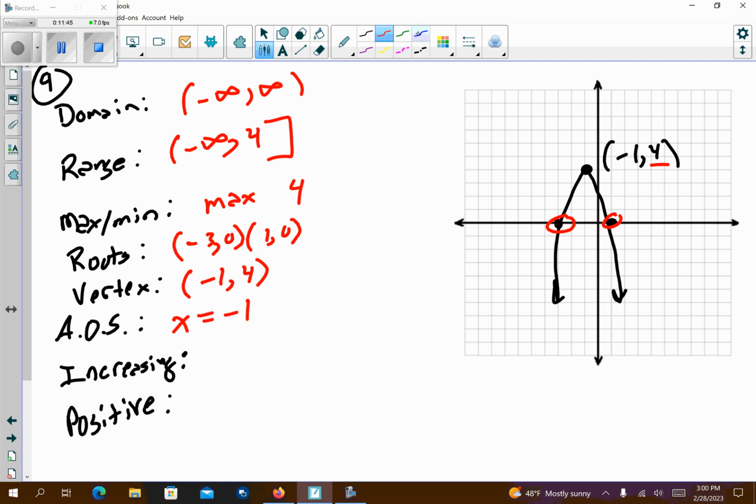And where is this increasing? Well, it's increasing here. As I go to the right, it's going up. So it's increasing from negative infinity from the left all the way to negative 1, and that's a soft bracket.